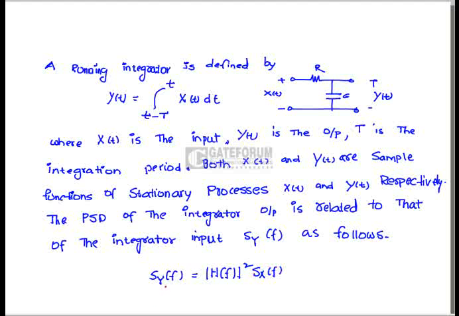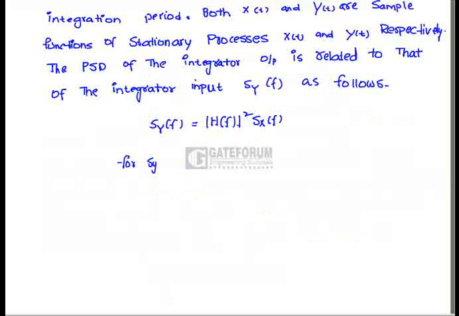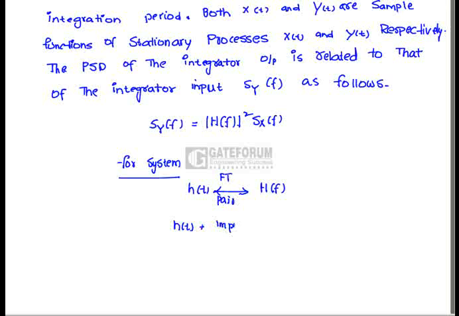In order to calculate the output PSD, we need to know the frequency response of a system. For a system, the impulse response and the frequency response are Fourier transform pairs. h of t is nothing but the impulse response.